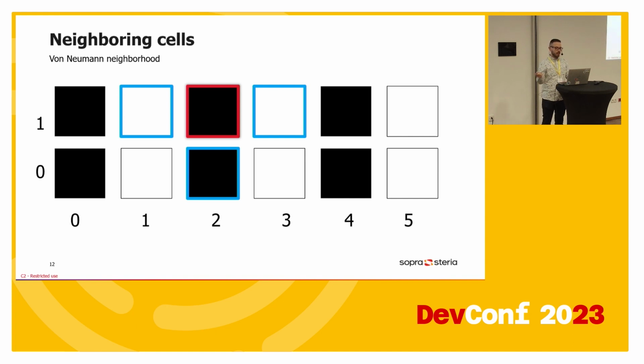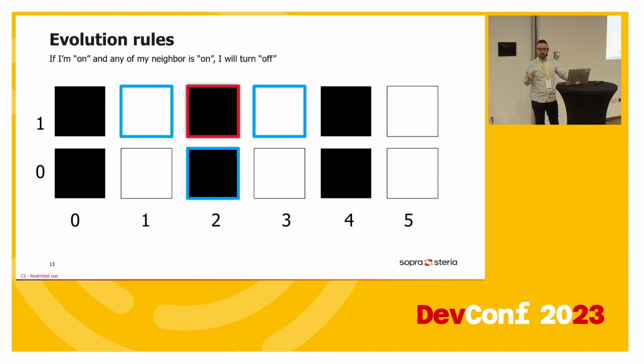So if we take a look back at the example of two-dimensional cellular automata and consider this particular cell with the red border, if we apply the von Neumann neighborhood, the neighbors for this particular cell are those cells marked with a blue edge, to the left, to the right, and to the bottom. Nothing to the top because there is no more cellular automata there. And the last thing, maybe the most important in cellular automata, is the evolution rule.